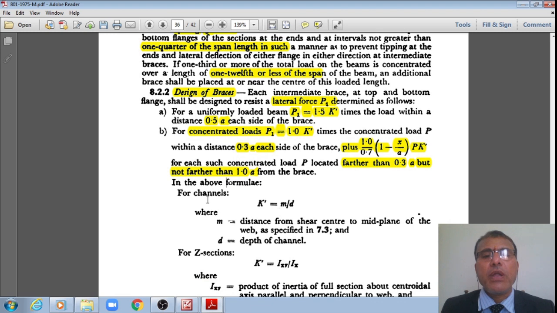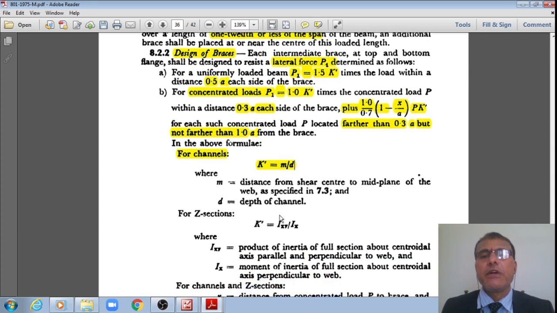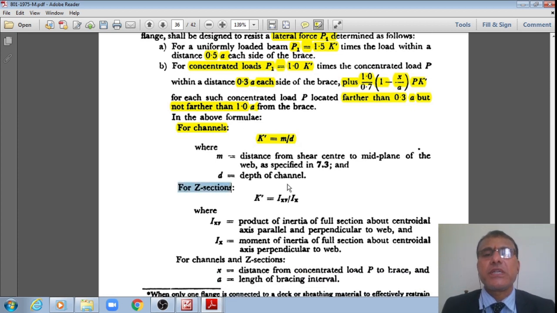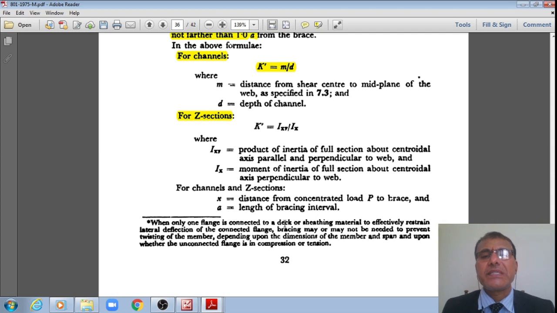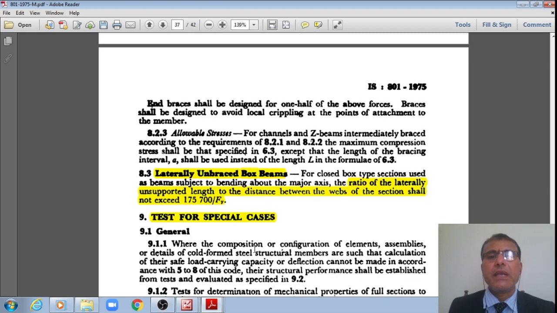However, in this above formula for channels, K prime is given by M by D, where M is the distance from the shear center to the mid plane of the web and D is the depth, and for Z sections, K prime is equal to IXY divided by IX, where IXY is the product of inertia of the full section, where IX is the moment of inertia of the full section about the centroidal axis perpendicular to the web, whereas for channels and Z sections, X is the distance from the concentrated load P to the brace and A is the length of the bracing interval, right?